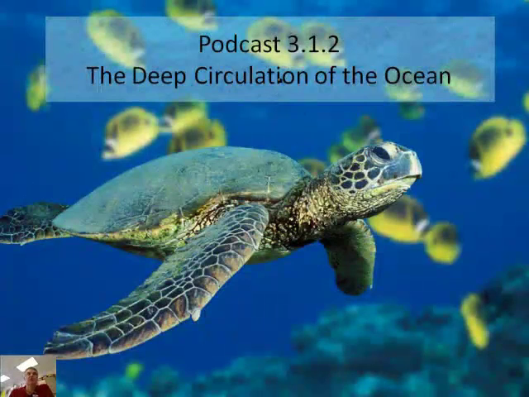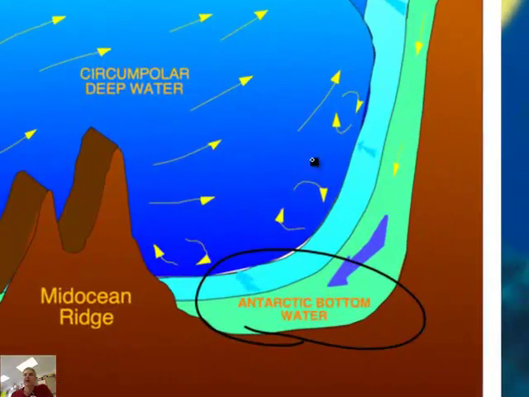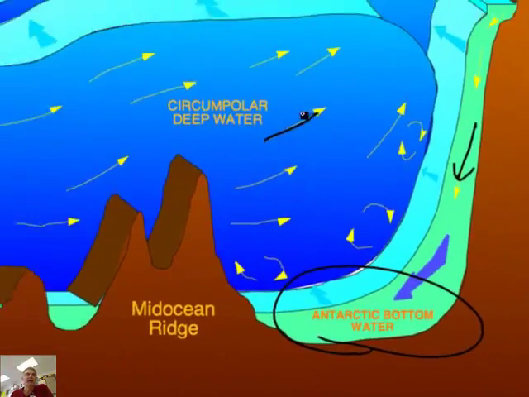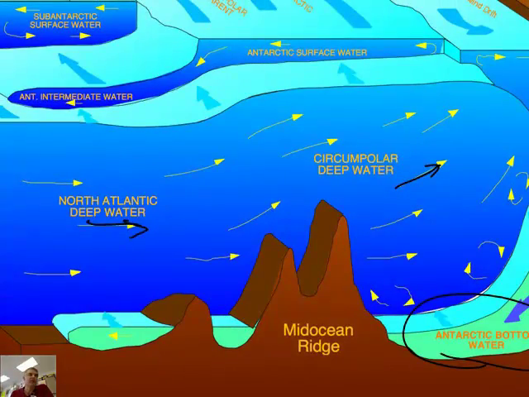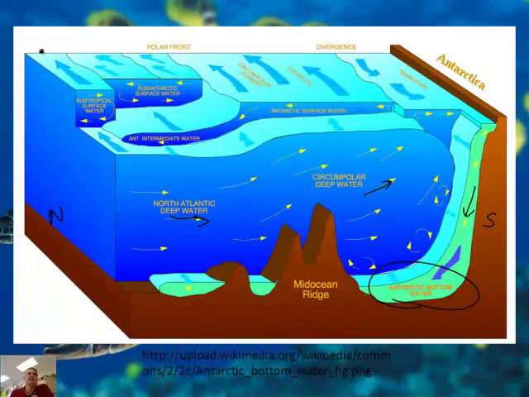All right, so the deep circulation of the ocean. This is just an amazing graphic I was able to find. Underneath the water, there are all kinds of currents. For example, we have the Antarctic bottom water, and we'll talk more about that later. The circumpolar deep water, the North Atlantic deep water. This is kind of the north, and this is south, if you will. This is in terms of the latitudes. And let's talk about what causes all that.